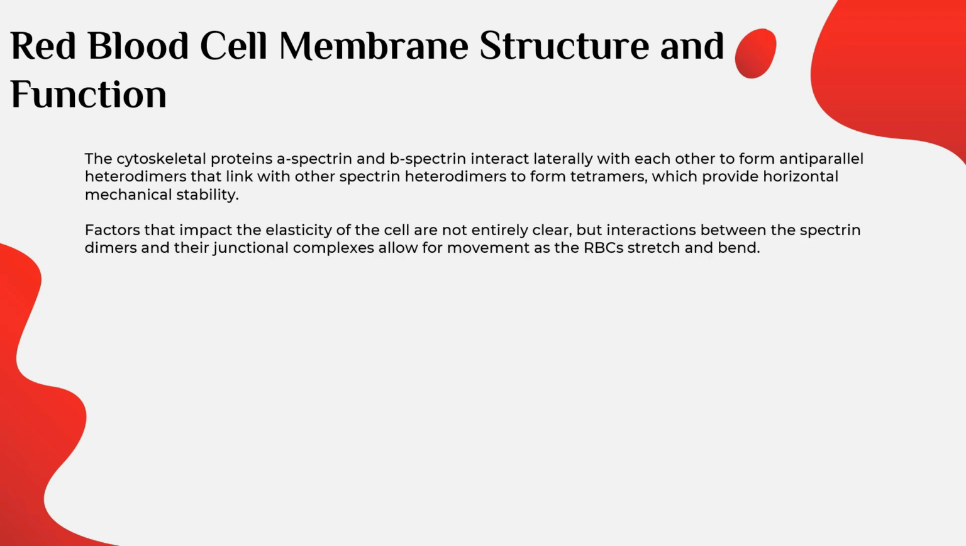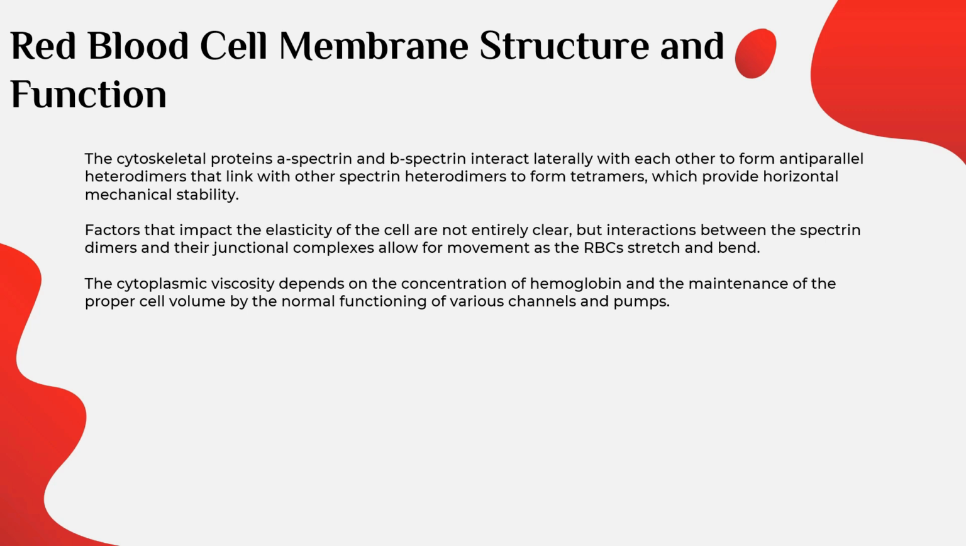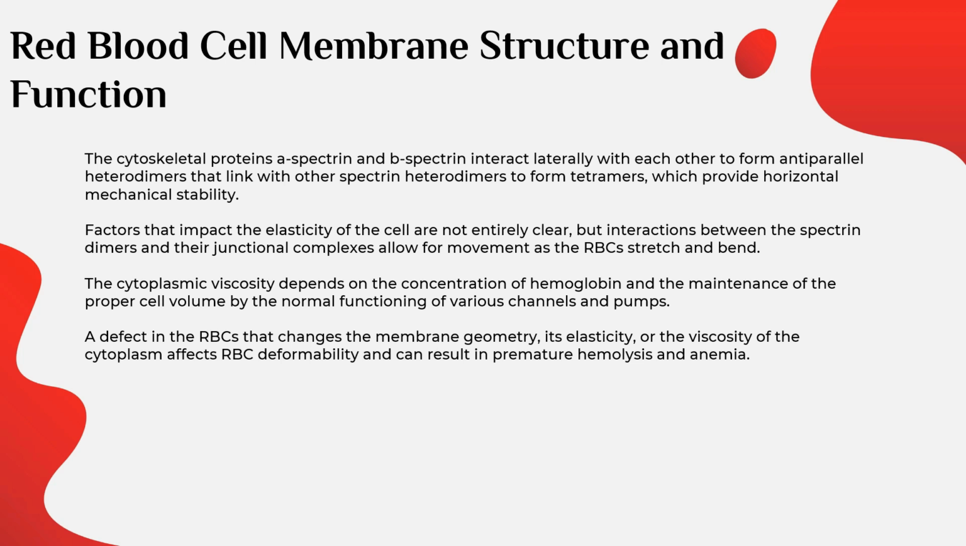Factors that impact the elasticity of the cell are not entirely clear, but interactions between the spectrin dimers and their junctional complexes allow for movement as the RBCs stretch and bend. The cytoplasmic viscosity depends on the concentration of hemoglobin, as well as the maintenance of the proper cell volume by the normal functioning of various channels and pumps. A defect in the RBCs that changes the membrane geometry, its elasticity, or the viscosity of the cytoplasm affects RBC deformability and can result in premature hemolysis and anemia.